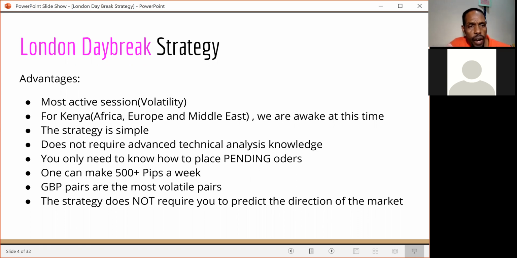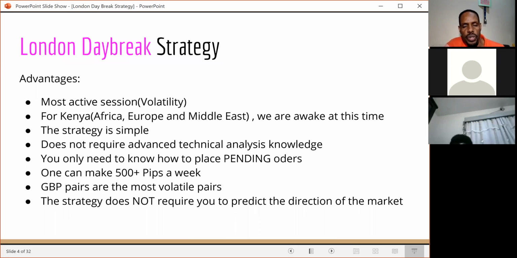Now, before I even talk about this strategy, I want to mention why I think this strategy suits us very well. Okay, the first thing is that we are talking about the most volatile or the most active foreign exchange session market in the world. Those of us who know about foreign exchange know that there are three main active sessions. We have the Asian session, which is almost going to begin tonight at 2 o'clock, and then we have the London session, and then we have the New York session. And among all the three, the London session is the most active.